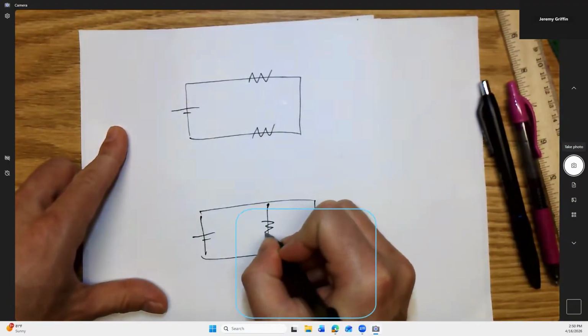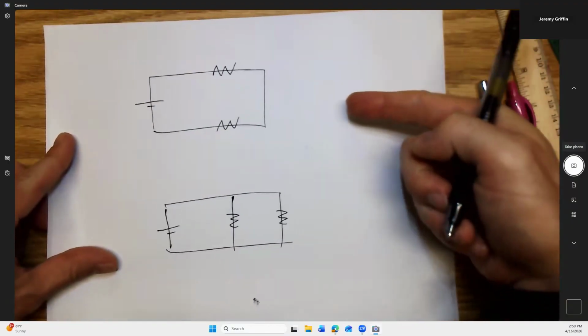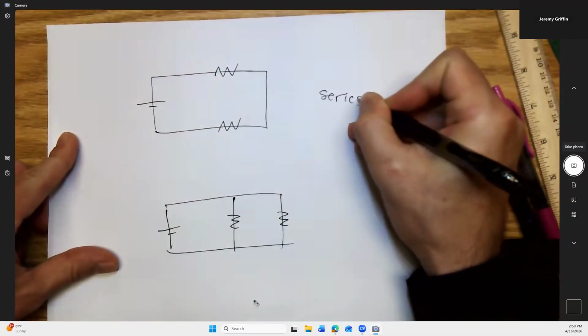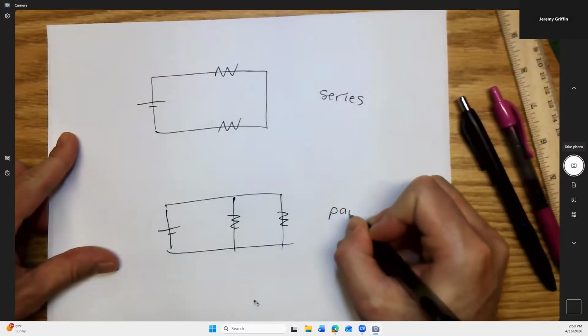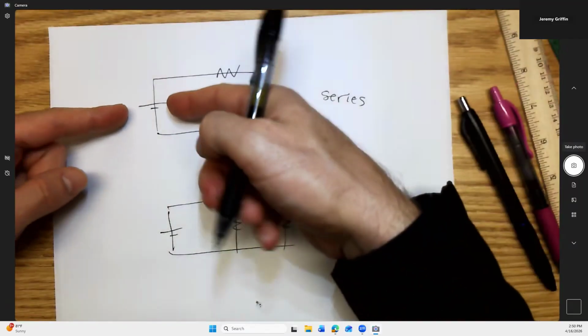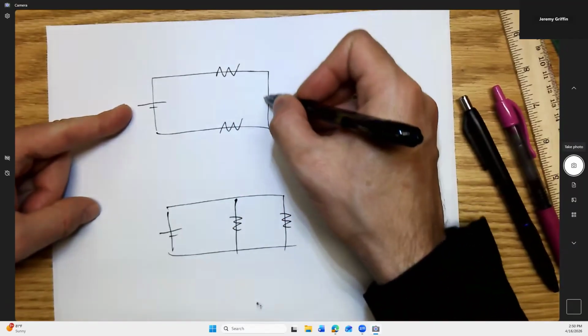Let's do this circuit versus this circuit. Guys, what is this? Series or parallel? Series. What is this one? Parallel. Okay. So the question you guys just got had something to do with series. See, there's just a one-way street, and all the current has to flow there.